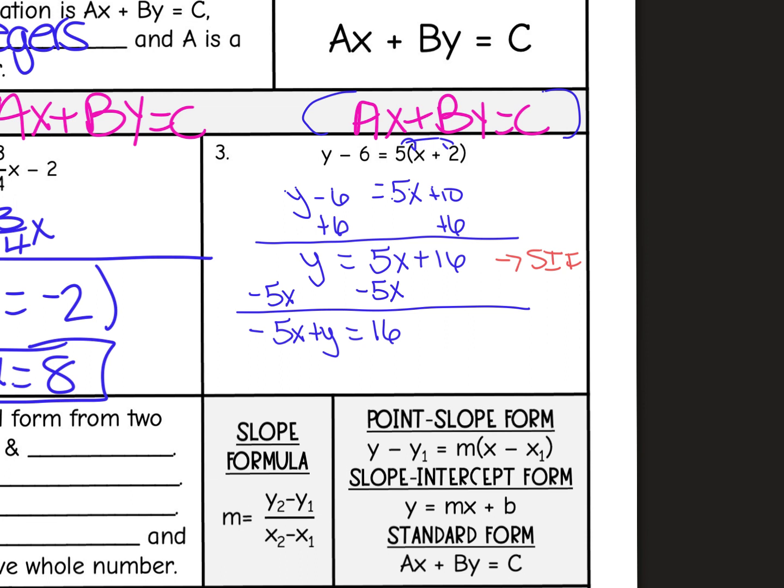Okay, and I have one more step to go, because although I have my x and y on the same side, and right now they are integers, my a value is negative. Cannot have a negative a value in standard form. So I'm going to multiply this entire equation by -1. And when I do so, I have 5x minus y equals 16. Okay. And there we go. We took an equation in point-slope form, and when we manipulated, we first brought it down into slope-intercept form and then finished off with standard form.